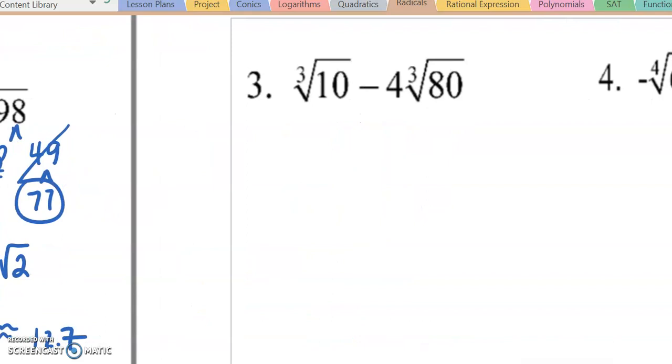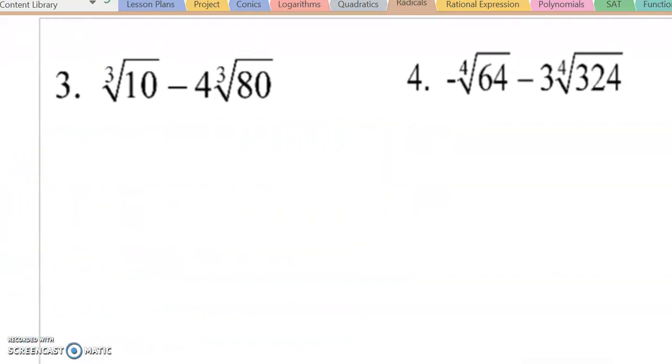The same thing happens with any other root. Now we're looking at a cube root and a cube root. I could put them together if they were both the cube root of 10, but they're not. 10 cannot break down, 5 and 2, so I'm not going to get any triplets. But if I do 80, let's do 8 and 10, 4 and 2, 2 and 5, 2 and 2, I'm going to get 3 2s.